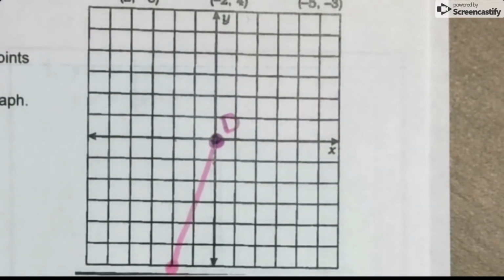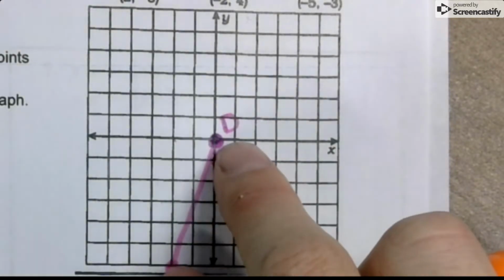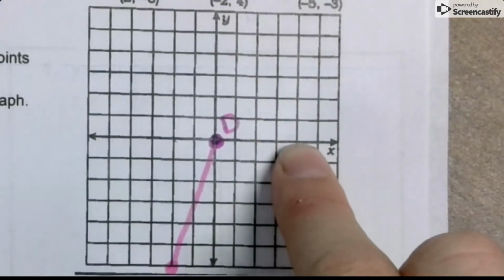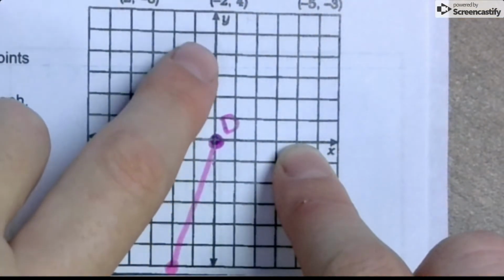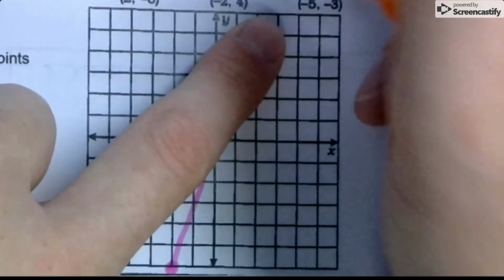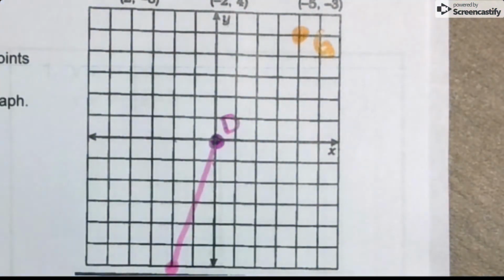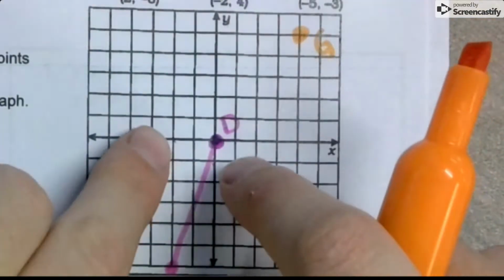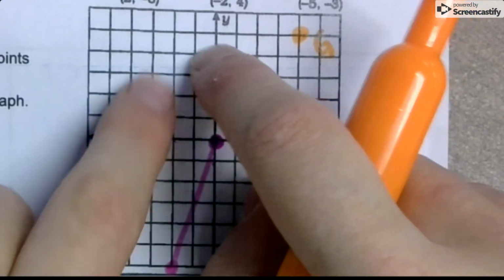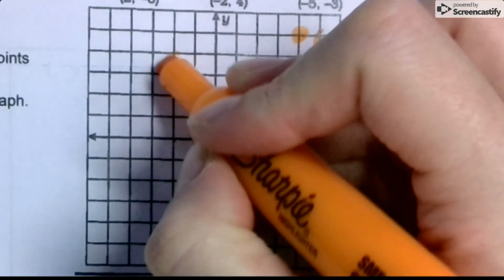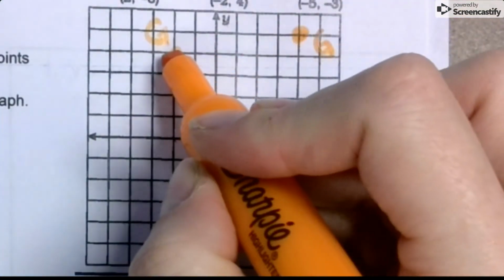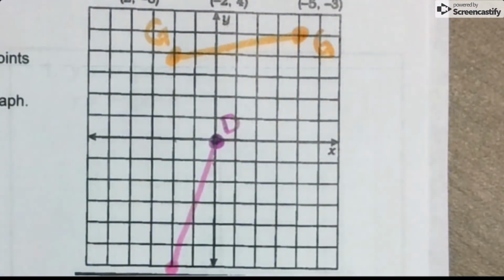The next one I'm going to plot is G. So G is at 4, 5. So 1, 2, 3, 4. 1, 2, 3, 4, 5. Where those two meet is going to be my first G. Then we're going to do -1, 2, and +1, 2, 3, 4. And where those two meet is going to be my second G. And again, I'm just going to connect them. The lines aren't super straight. It's okay. I'm not that worried about it.